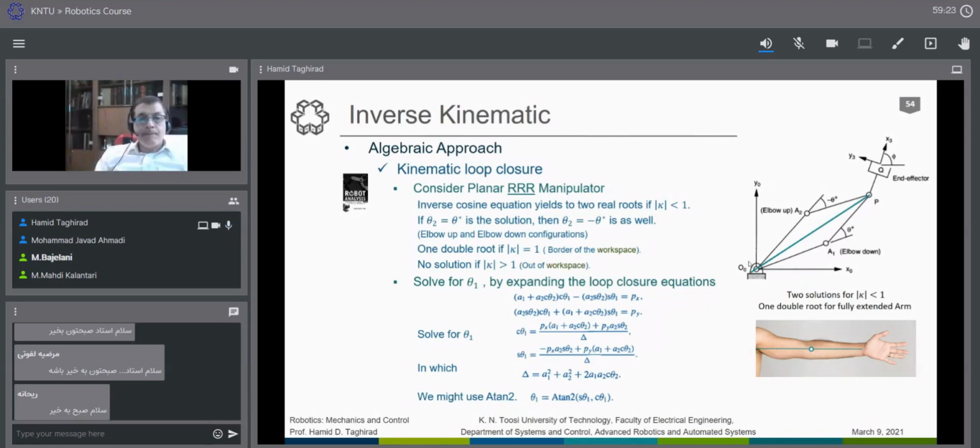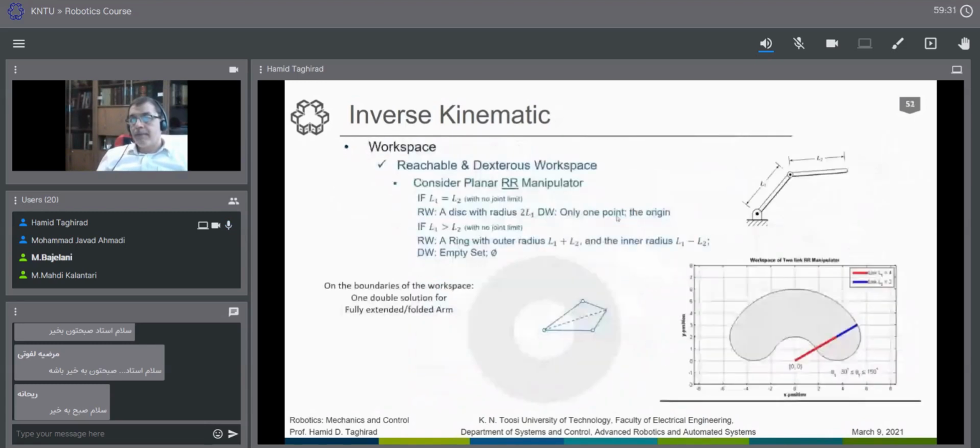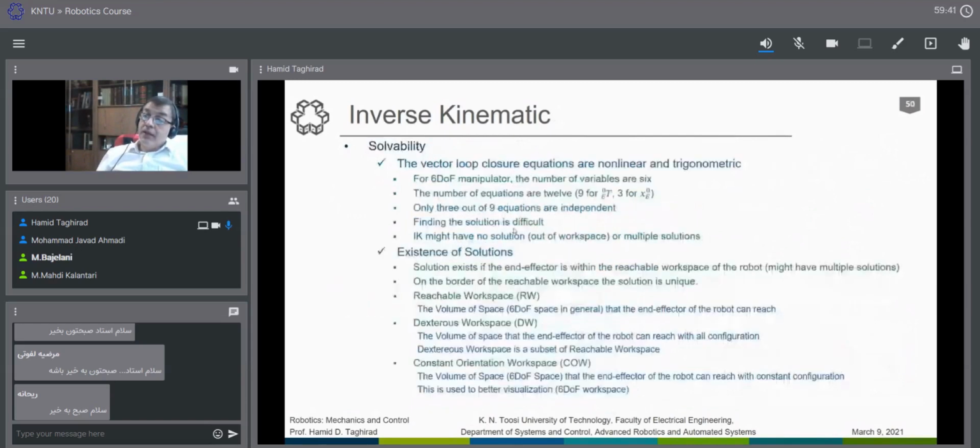Also about the dexterous workspace, its mathematical meaning is like when we have an infinite number of solutions. And not only a number of solutions, but so many solutions. When we say that, if you look here, it is the volume of the space that the end effector of the robot can reach with all configurations. All configurations means that if you have a theta, only one variable, theta should be from 0 to 360 degrees, for all variables.